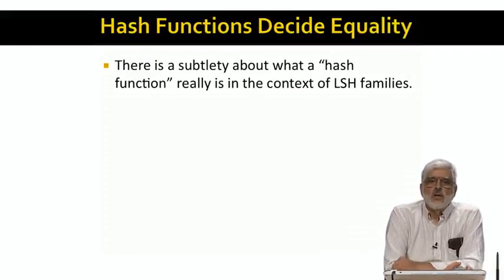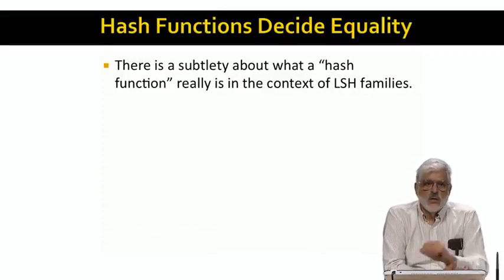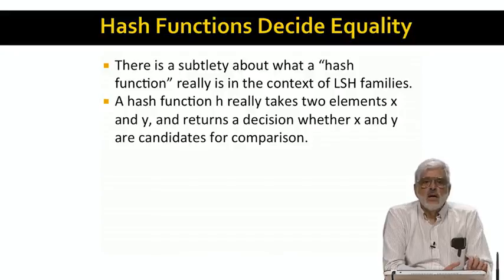Before proceeding, we need to explain something about what a hash function in the sense of an LSH family really is. Technically, a hash function h in this sense takes two arguments, x and y, which are elements whose similarity or distance we are interested in. The hash function returns a decision about this pair. Yes means that they are a candidate pair and we need to calculate their similarity. We can think of yes as saying x and y belong to the same bucket when a hash function h is used. But the answer no means that x and y is not a candidate pair according to this hash function.